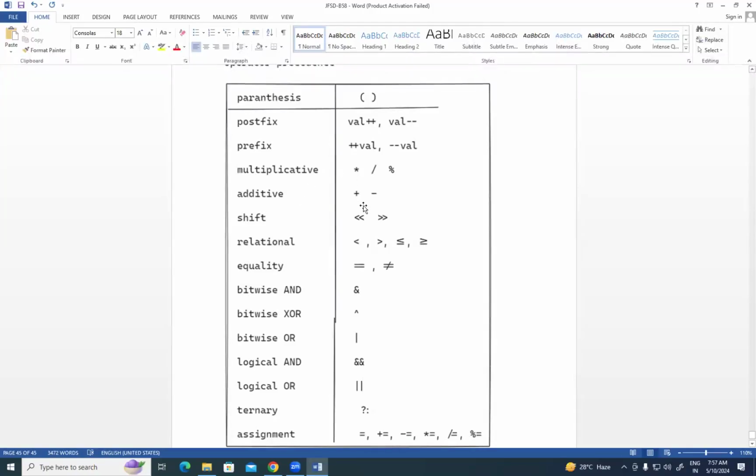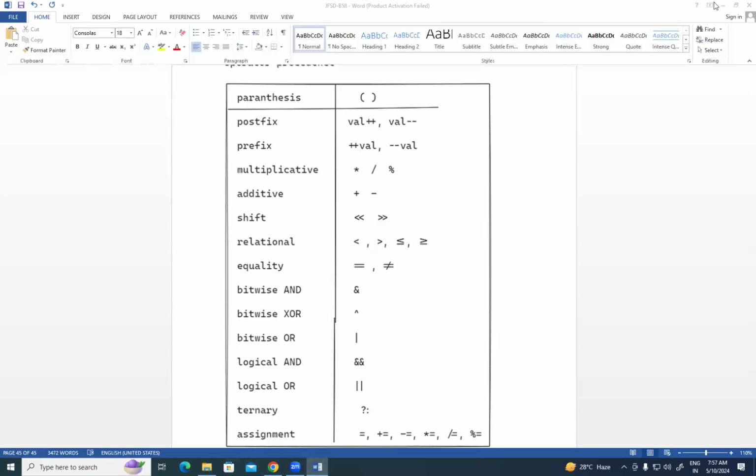What is this table, folks? This is called operator precedence. Tell me, first which one will be executed? Parenthesis, which has the highest priority. Parenthesis has the highest priority. Next priority goes to postfix. Next priority goes to prefix. Am I clear, folks? Am I clear to all of you?